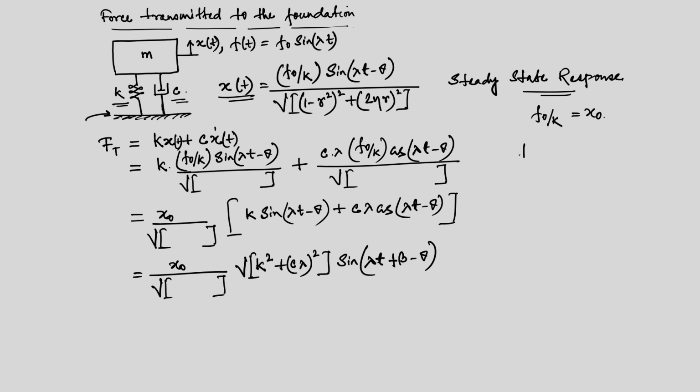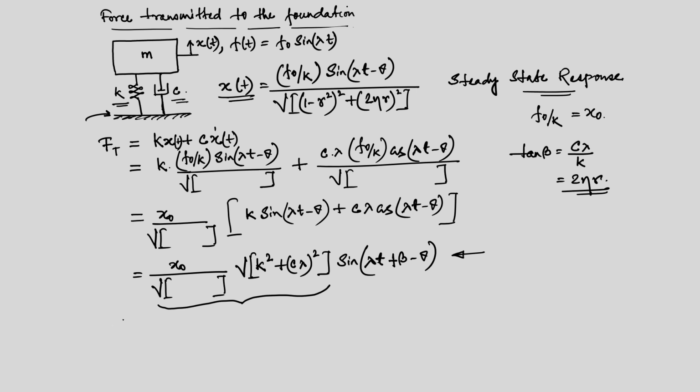What is tan beta? This is c lambda by k, and that is equal to twice eta r. We have already derived this quantity. So, you can see again the force transmitted to the foundation is again a sinusoidal force when the machine vibrates in its steady state, and the amplitude you can easily quantify, that is the amplitude.